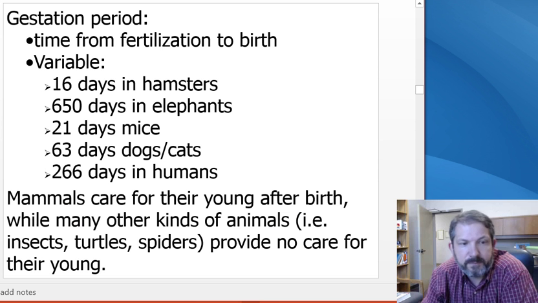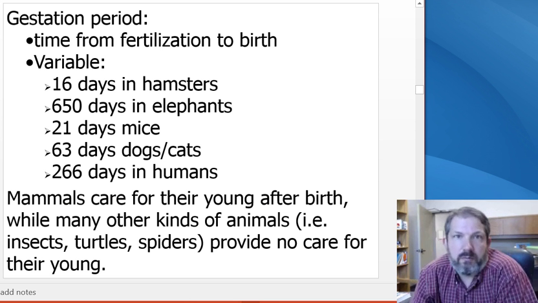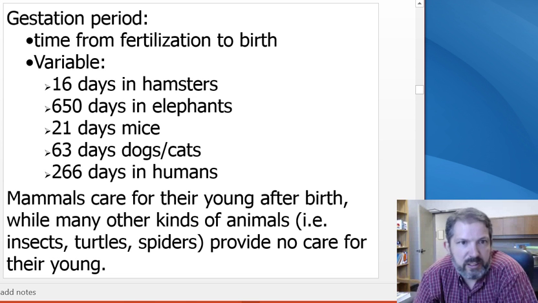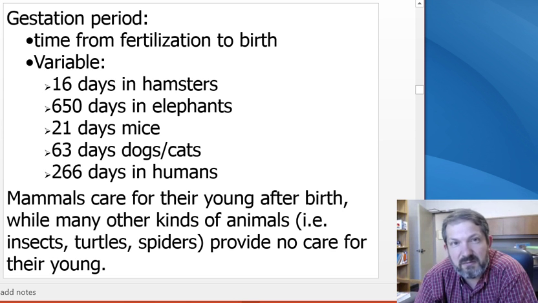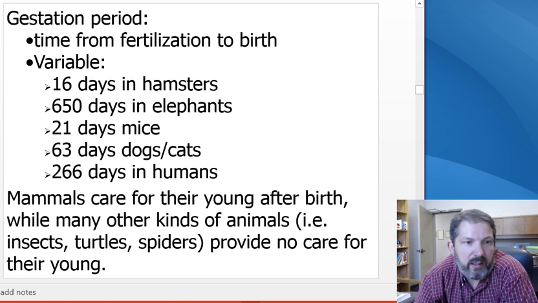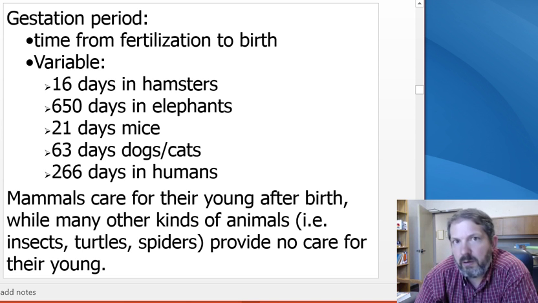Okay, so how long between fertilization and birth? 2 weeks in a mouse, or 16 days in a hamster, 650 days in an elephant, which, darn, that's a long time, well over a year, almost 2 years. And, well, okay, so 3 weeks in mice, 63 days in dogs and cats, about 266 in humans. It varies. And how developed the young is going to be when it comes out also varies.